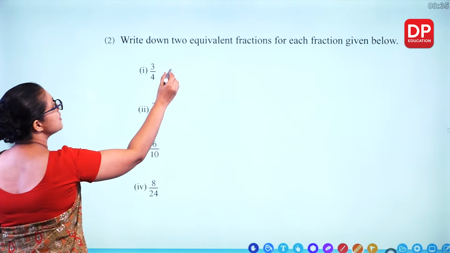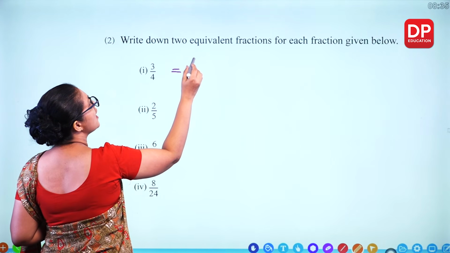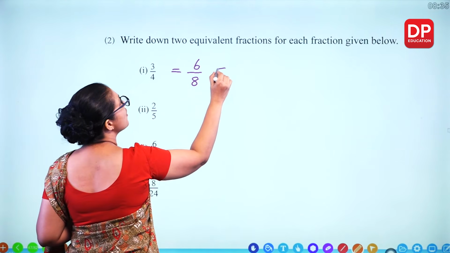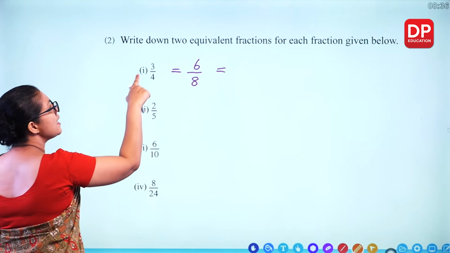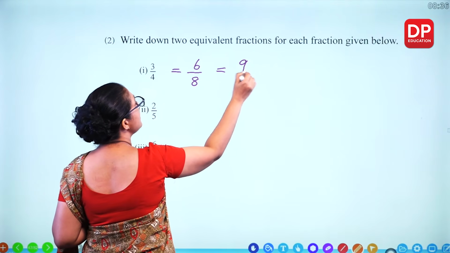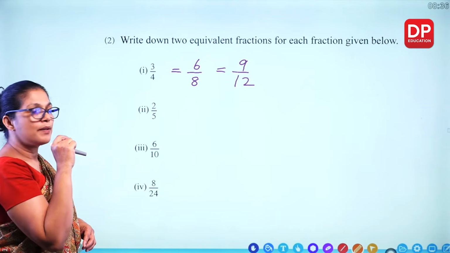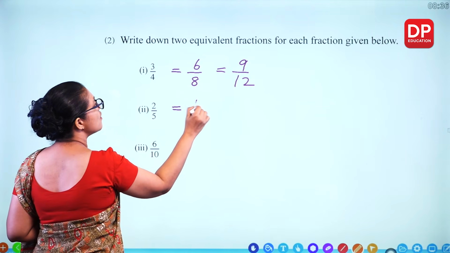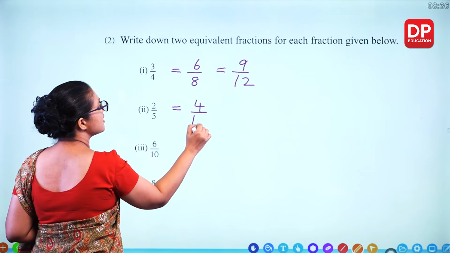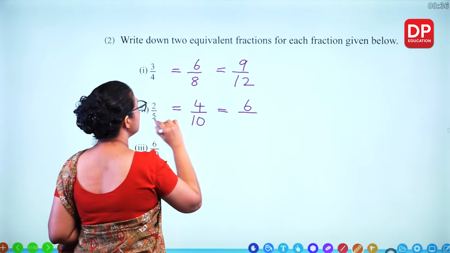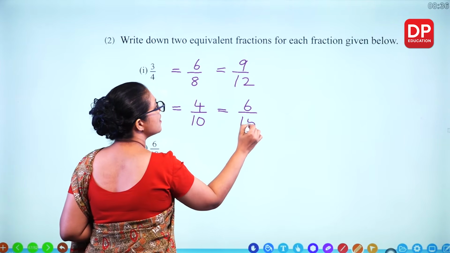Write down two equivalent fractions for each fraction given below. So you can multiply by 2. So 2 times 3, 6. 2 times 4, 8. Or you can multiply by 3. 3 times 3, 9. 3 times 4, 12. This one, multiply by 2 first. 4 and 10. Multiply by 3. 6 and 3 times 5, 15.